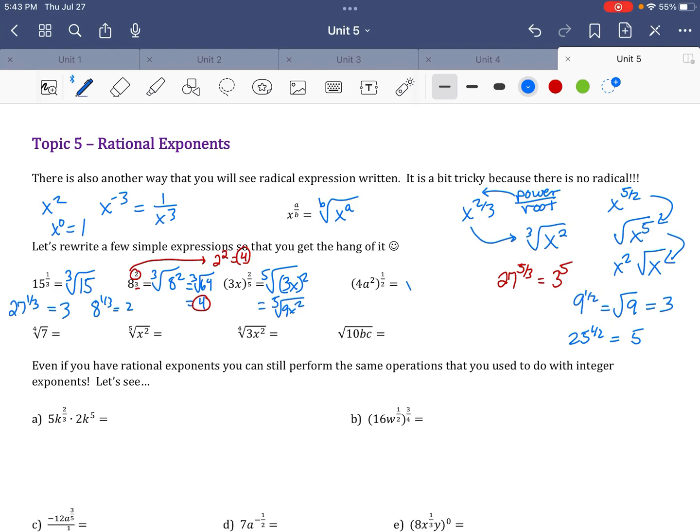I'm just done. All right, here. This 1/2 power means I'm doing the square root of 4a squared. Well, if I can evaluate it, I do. The square root of 4 is 2, and 2 goes into a squared one time, so 2a.